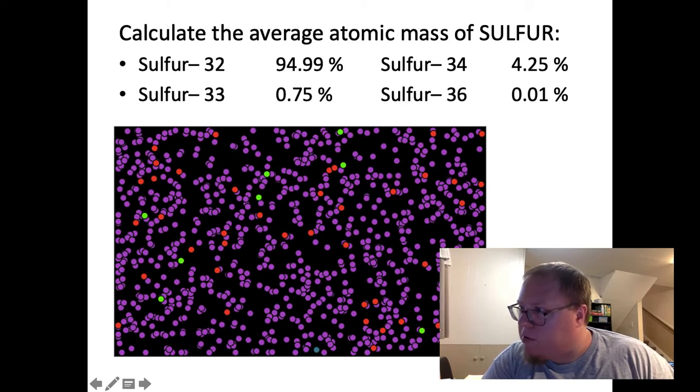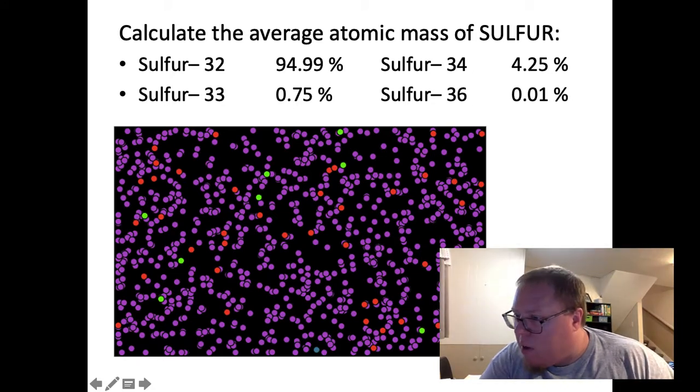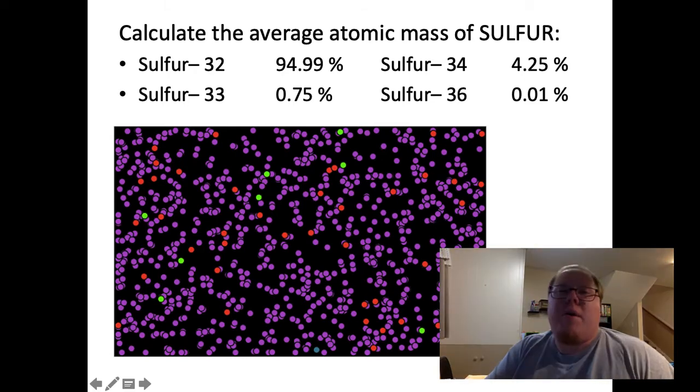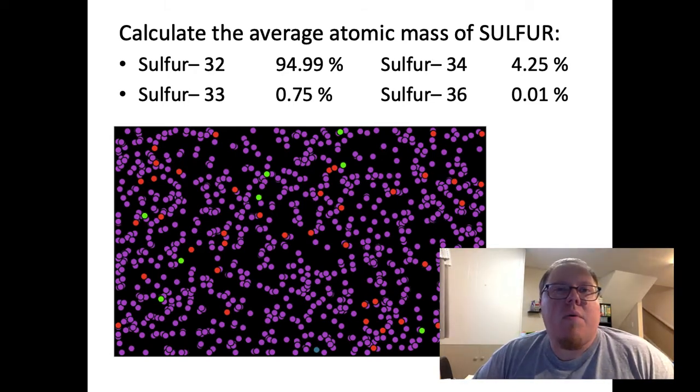You have 4.25 of that. The 36, there's actually one of them way down here, this blue one. It's a very, very tiny amount of it, but it's there. So take a moment and calculate the average atomic mass of sulfur, in this case, 4 isotopes.